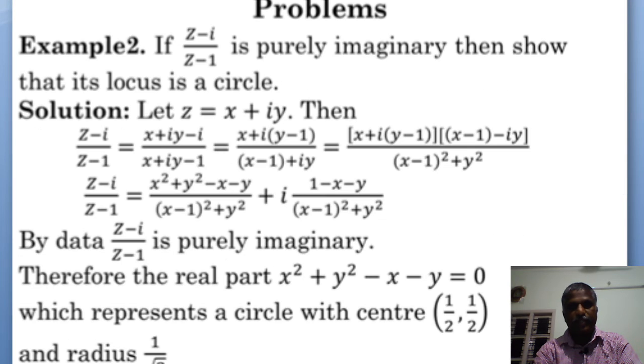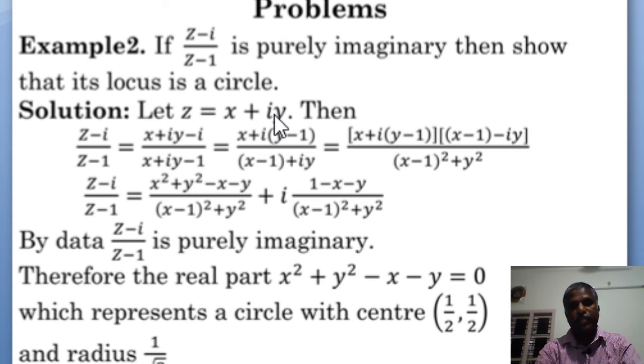On this, that is, if z minus i by z minus 1 is purely imaginary, then show that its locus is a circle. So the moving point z is a circle. So what is a circle? How do you find the circle? We have to find the equation in Cartesian form, that is x square plus y square plus 2gx plus 2fy plus c is equal to 0.